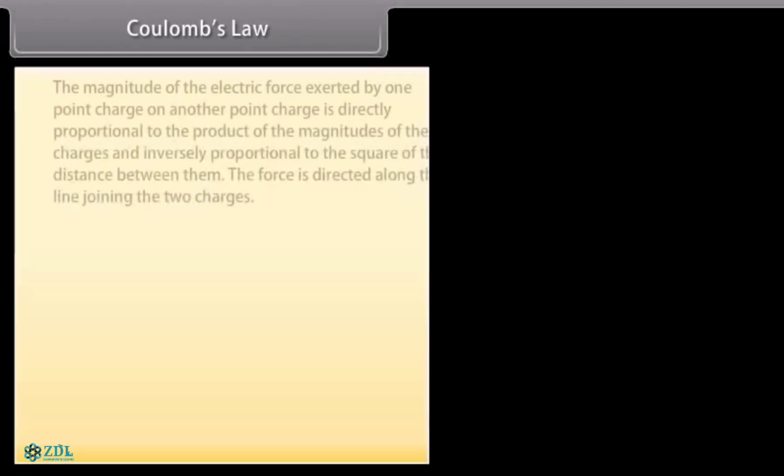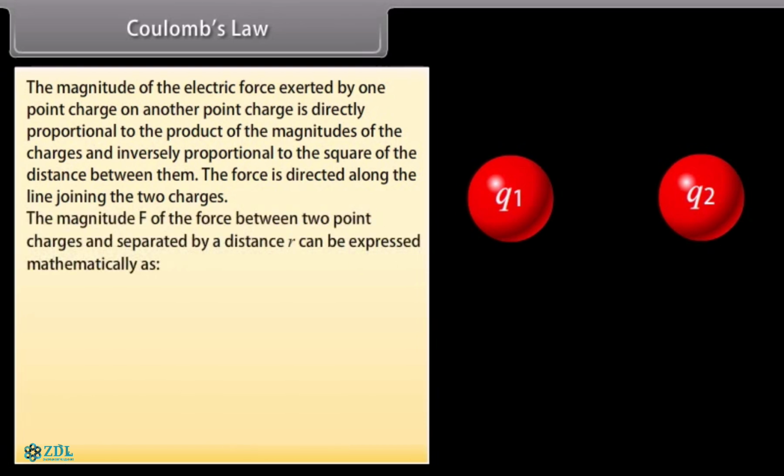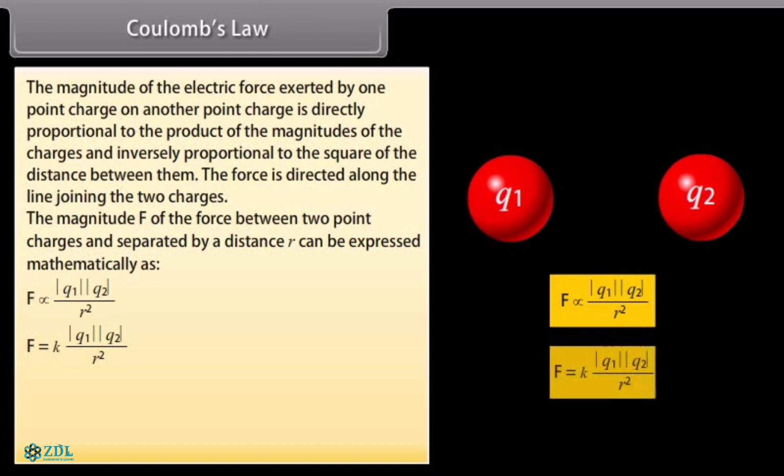Coulomb's law. The magnitude of the electric force exerted by one point charge on another point charge is directly proportional to the product of the magnitudes of the charges and inversely proportional to the square of the distance between them. The force is directed along the line joining the two charges. The magnitude F of the force between 2 point charges Q1 and Q2 separated by a distance r can be expressed mathematically as F = K |Q1||Q2| / r².